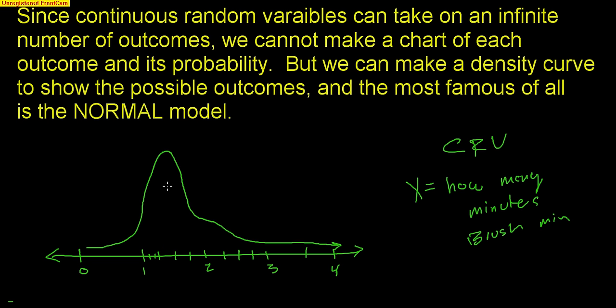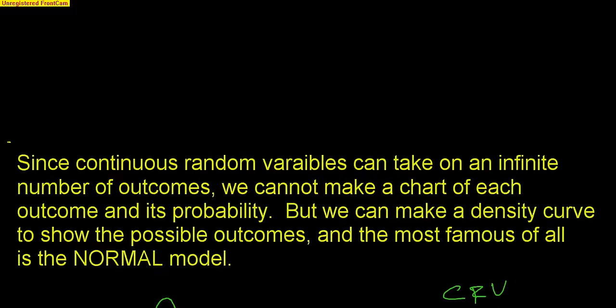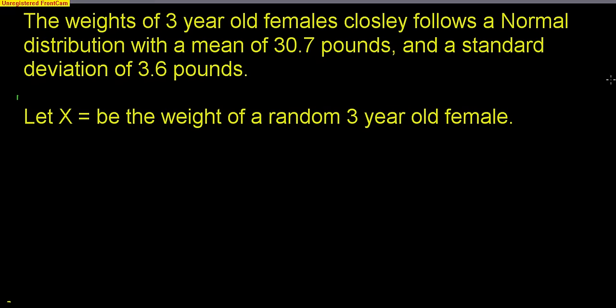So again, we could use a model, a density curve to actually show what's happening here. All right, let's look at an example and how we already know how to do this perfectly. And you're going to be like, wow, I already know all that. All right, the weights of 3-year-old females closely follow a normal model, or a normal distribution, with a mean of 30 pounds and a standard deviation of 3.6.